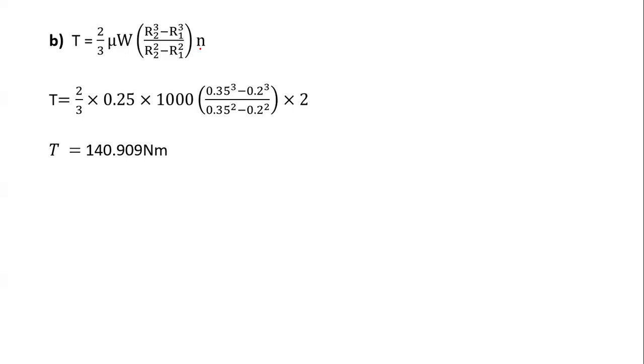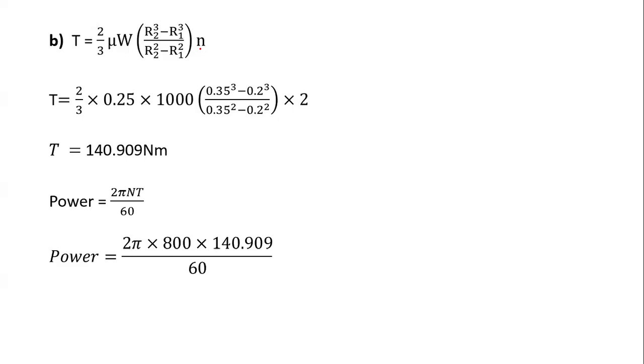Let's now see what about the power. Power, we said, is 2 pi n T over 60. So 2 pi times 800 times the T, which is 140.909, over 60. We get 11,804.772. That is our power being transmitted for a new clutch.